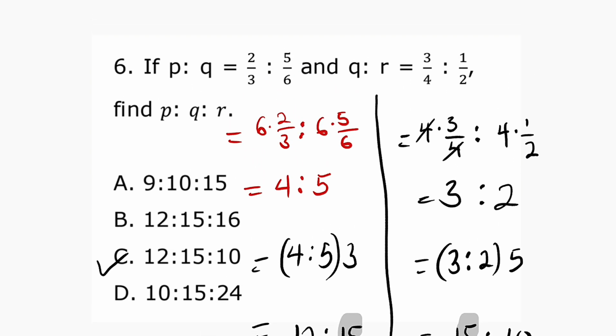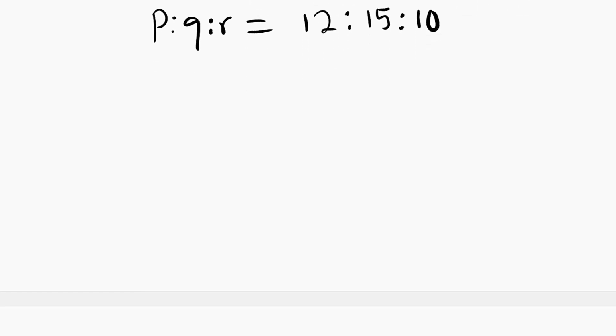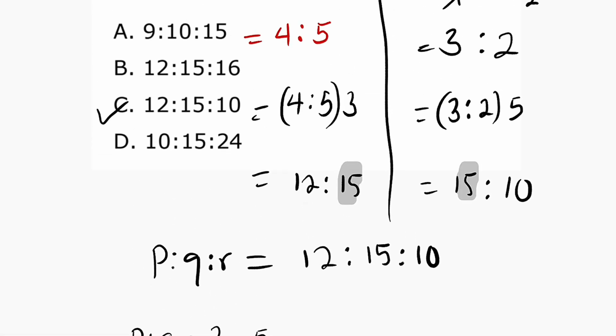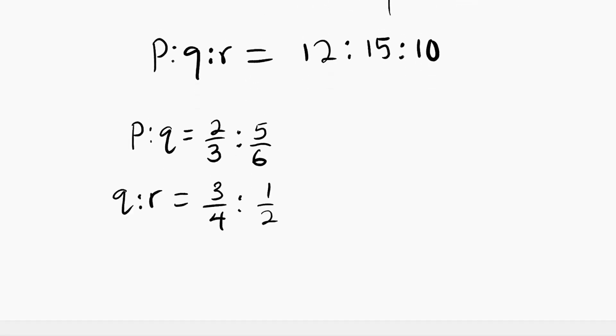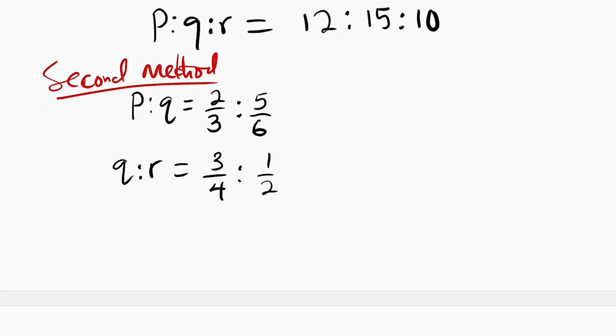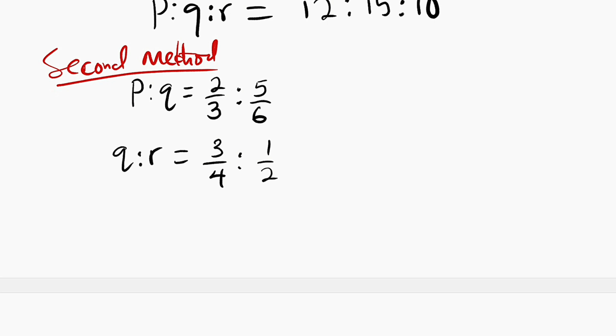The ratio of P to Q is 2 divided by 3 to 5 divided by 6. So let me write it here. And let me take the other one. The ratio of Q to R is equal to 3 divided by 4 to 1 over 2. And remember, this is our second method. The second method is quite simpler compared to the first method. This is in case of objective questions like jump questions.